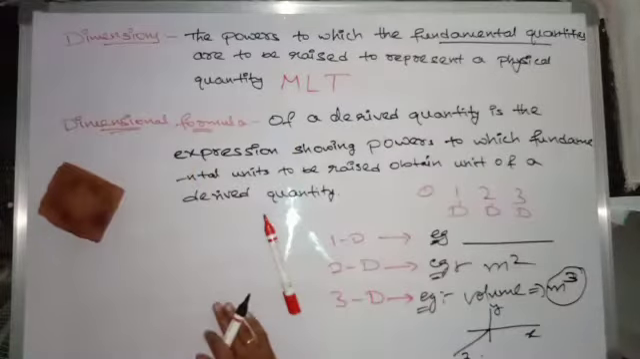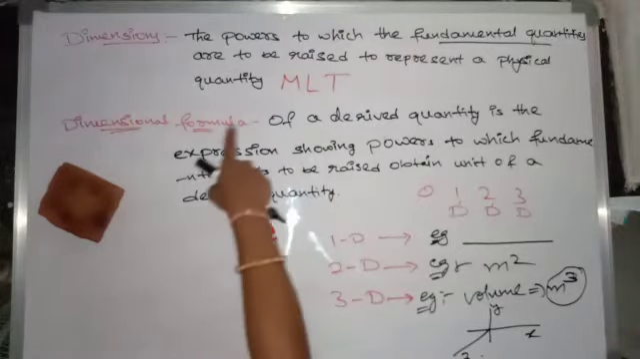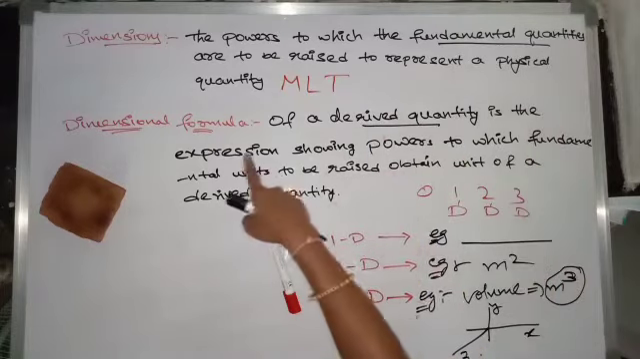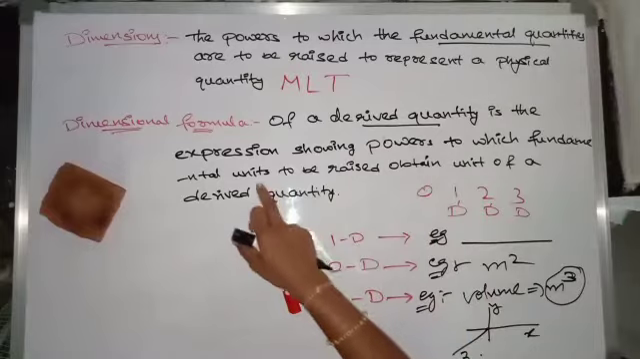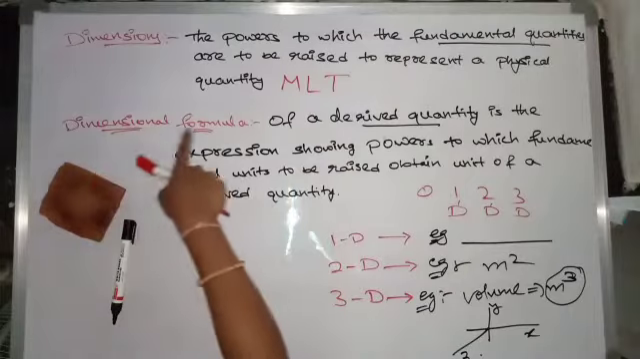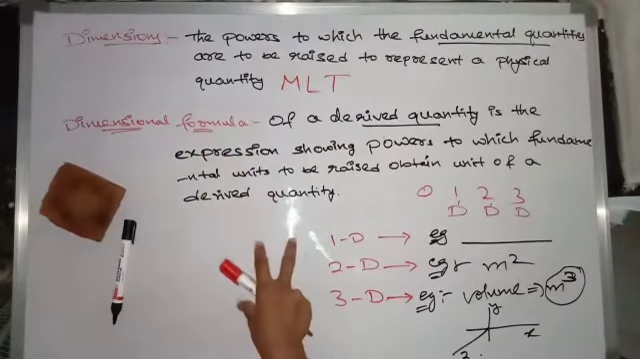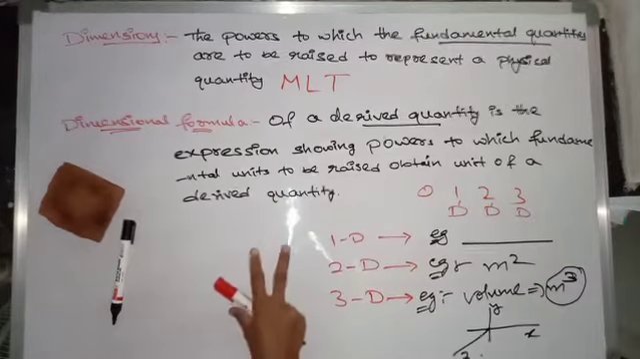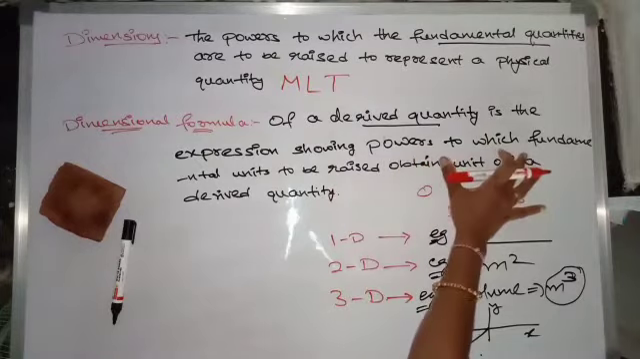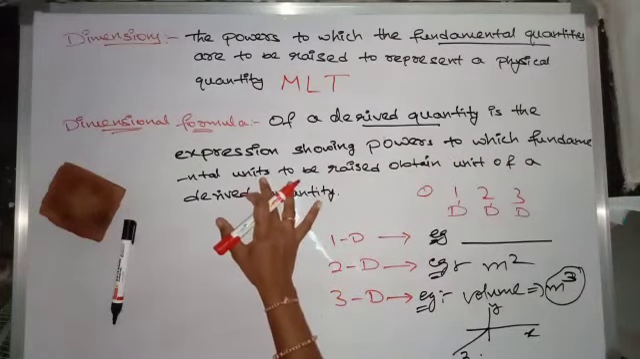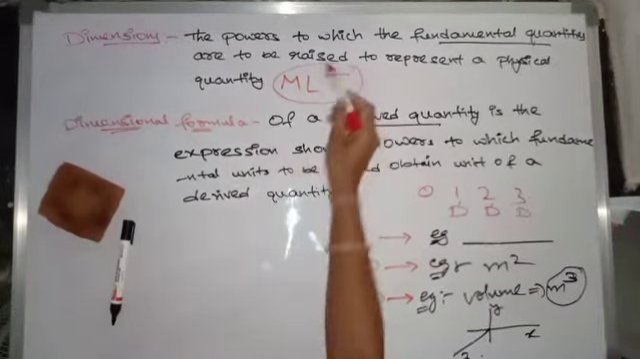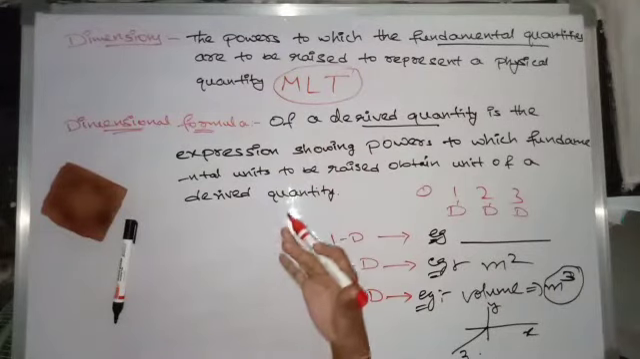Coming to the dimensional formula. What is the dimensional formula? The dimensional formula of a derived quantity is the expression showing the powers to which the fundamental units are to be raised. So it's an expression. Dimensional formula is an expression for a derived quantity which shows the powers raised to the fundamental units. So these are nothing but derived quantities, derived physical quantities.